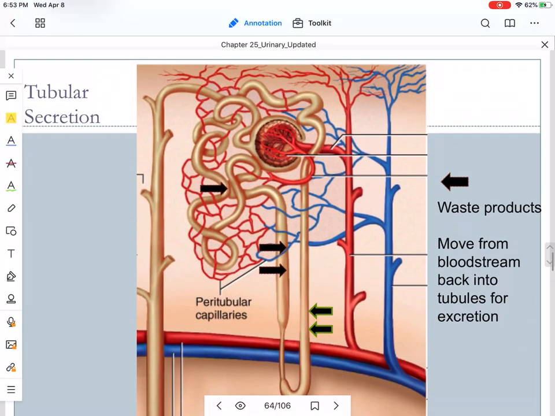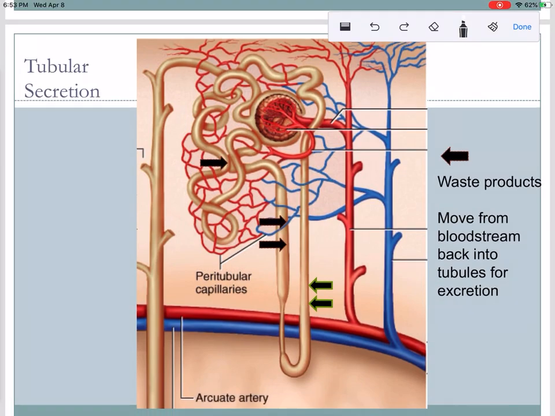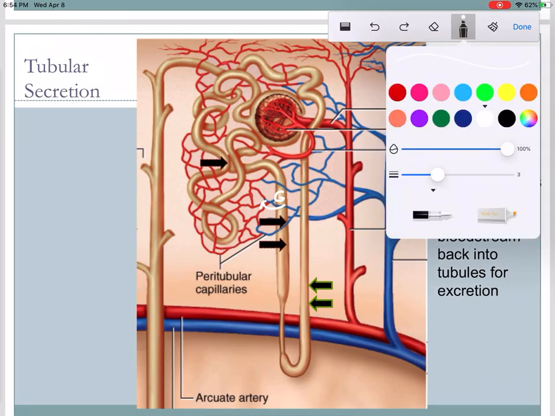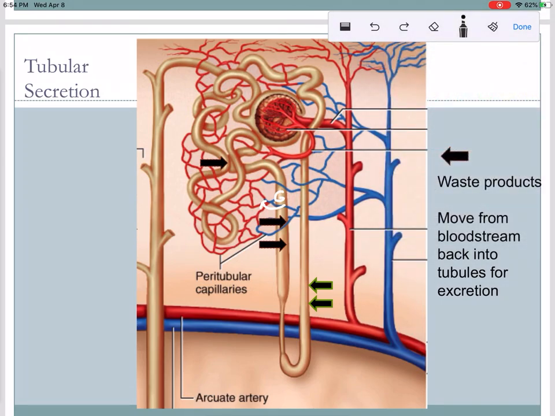So here again, I've tried to do some pictures just so you know. In this picture, I'm using white and black. So white would be tubular reabsorption, where we move good things from the tubules back into the bloodstream. But when we talk about tubular secretion, we're moving waste products from the bloodstream back into the tubules.